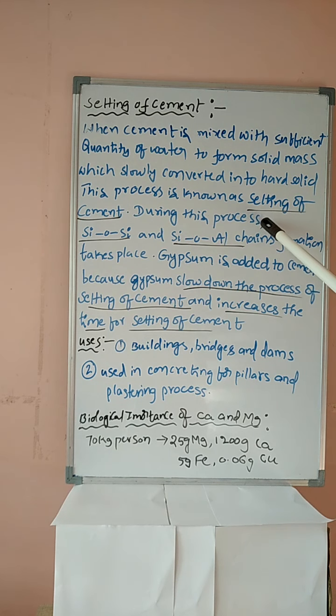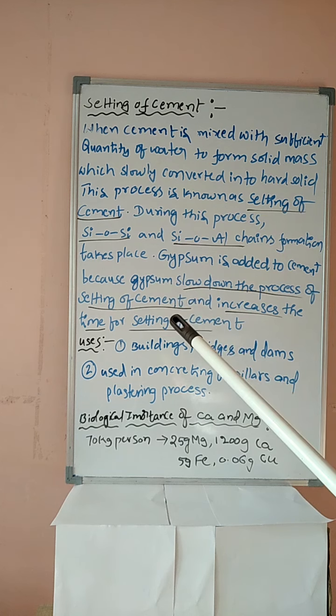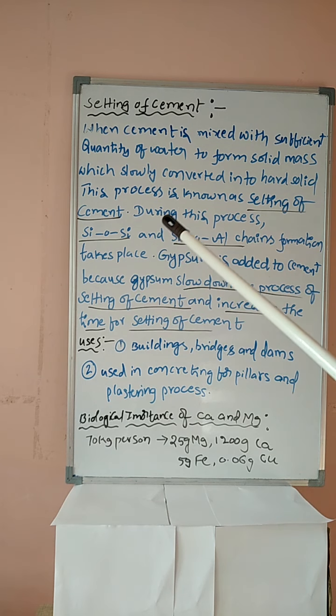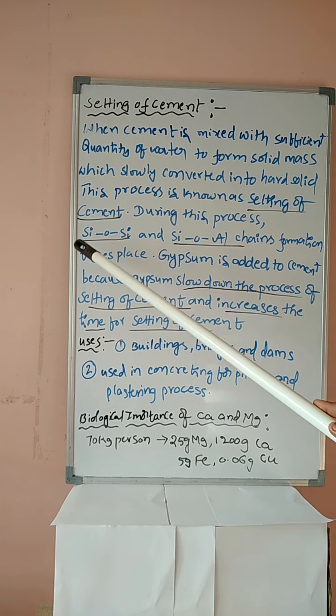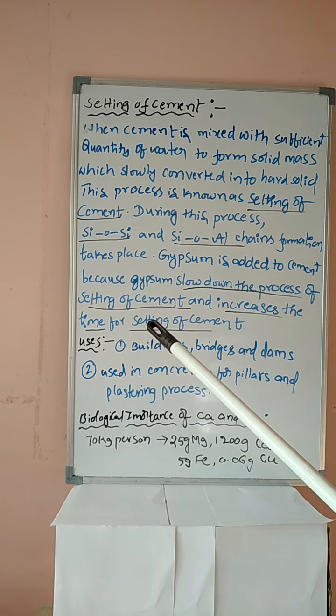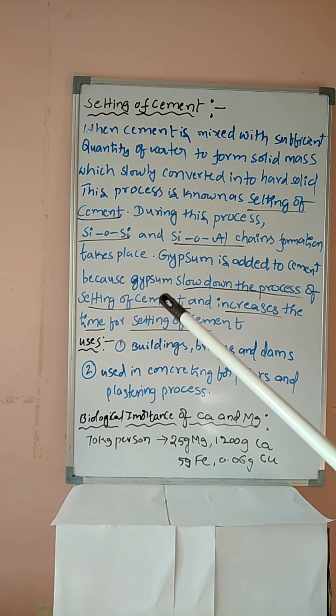During this process, that is during setting of cement, silicon oxygen aluminum chain formation takes place. From a competitive point of view, they will ask, student, during setting of cement, which of the following chains formation takes place? Silicon oxygen chain formation, silicon oxygen aluminum chain formation takes place.